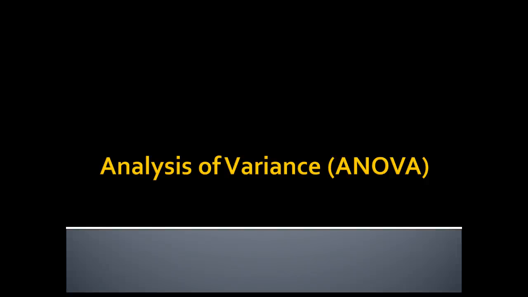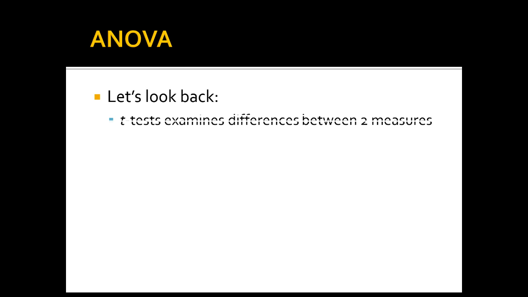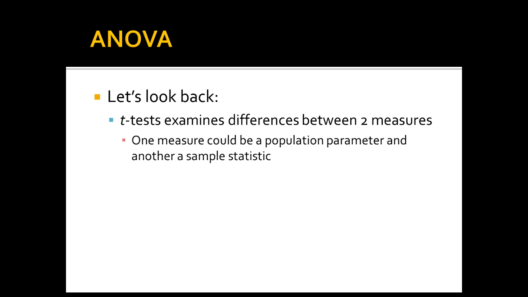Okay, this is a lecture on analysis of variance, otherwise known as ANOVA. So let's look back first. We look at t-tests to examine differences between just two measures. One measure could be a population parameter and another a sample statistic, or two independent samples, or two related measures, or a dependent samples t-test.